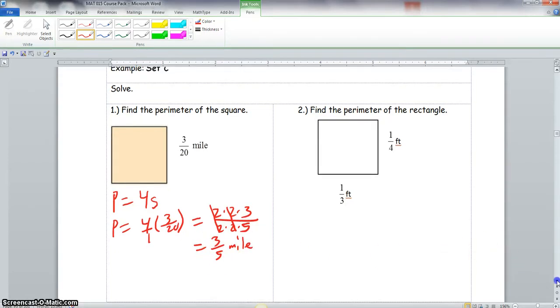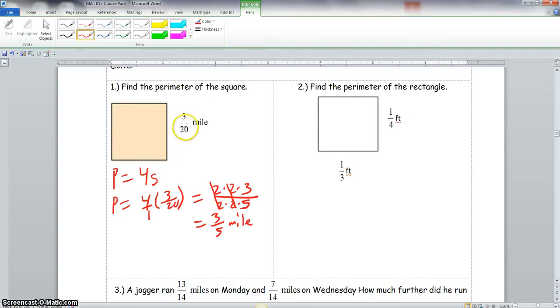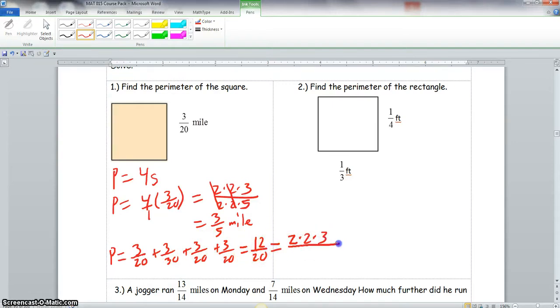Now that's one way of doing it, using a formula. Now we could do it another way. We could use addition. Remember, perimeter just means adding all the sides. So you could take 3 over 20 plus 3 over 20 plus 3 over 20 plus 3 over 20. Now our denominator would be 20. Now we add all of our numerators. 3 plus 3 is 6, plus 3 is 9, plus 3 is 12. Now we could take the prime factorization of 12, which would be 2 times 2 times 3. And the prime factorization of 20 is 2 times 2 times 5. These 2's simplify out, and it's still 3/5 miles.